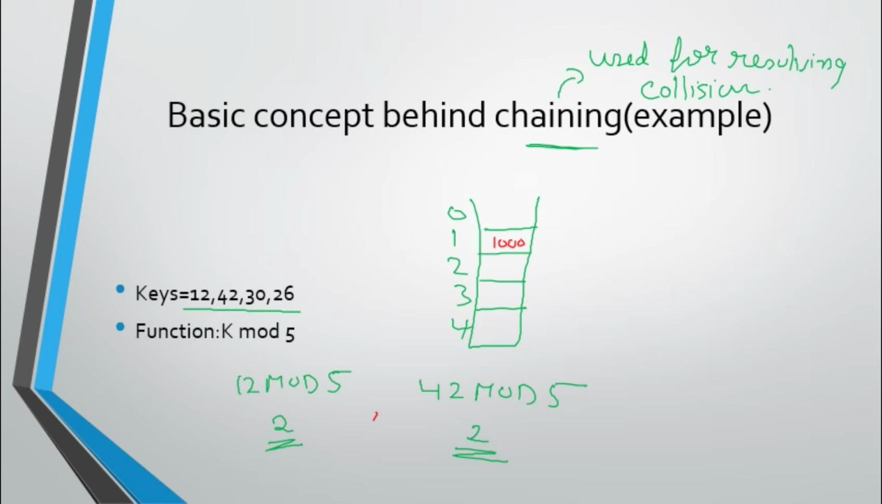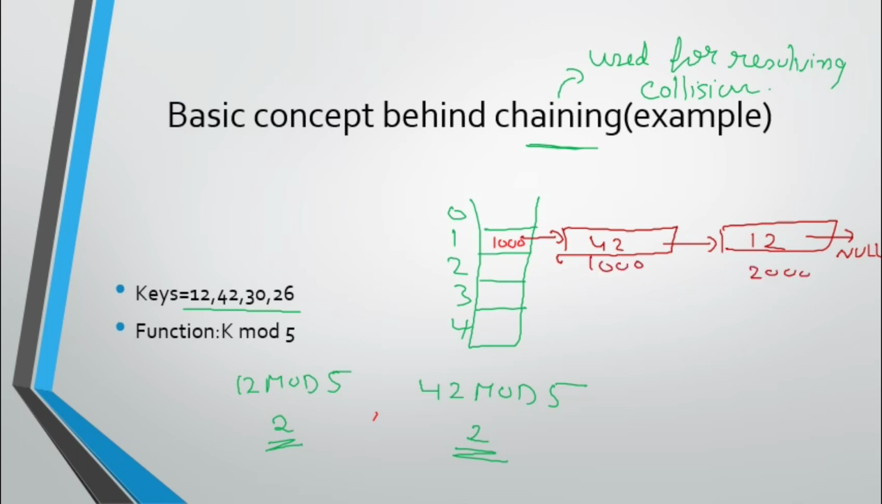So that means this will point to 42, and that will point to 12, and that will point to null. That is how it works. That is prepending the elements. Say this address is 1000, this address is 2000. The link field will point to 2000. So these are the addresses.